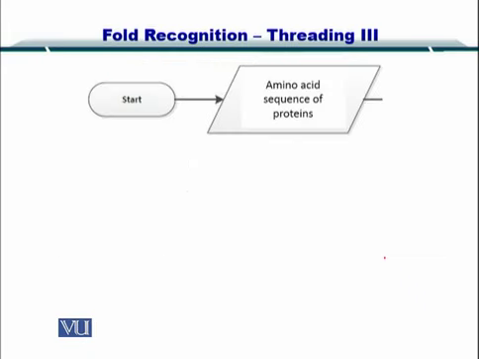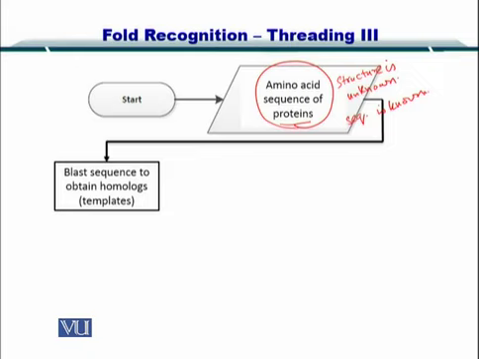Okay, now let's start. So you have your amino acid sequence of proteins, of course. This is the protein whose structure is unknown, sequence is known. Next, you BLAST this sequence to obtain homologs. So you have your sequence and you BLAST it.